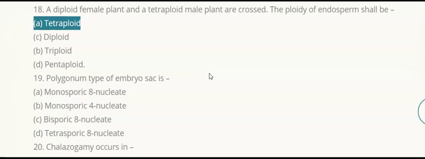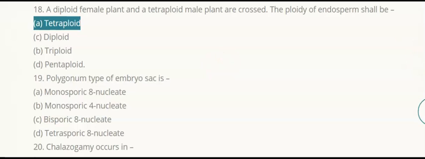So let us see the question now. A diploid female plant and a tetraploid male plant are crossed. The ploidy of endosperm is asked here. So if seed is there, then of course it will be triploid. But for endosperm, the condition has to be tetraploid. So let us search for tetraploidy here. Yeah, it is there. So it is option A for which we should go. I move to question number 19.